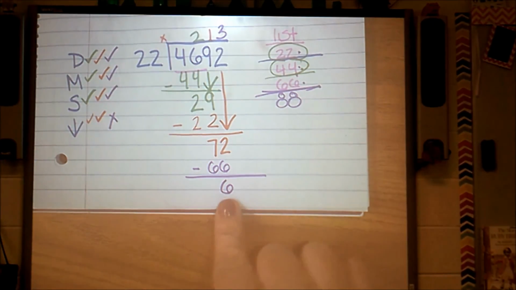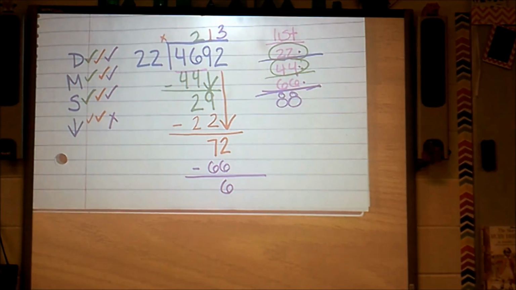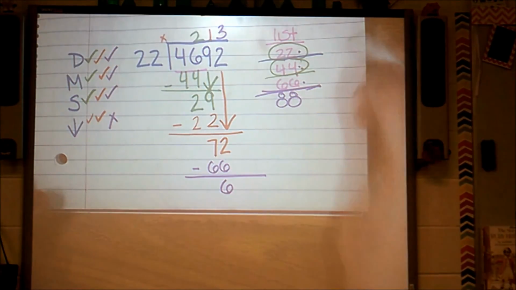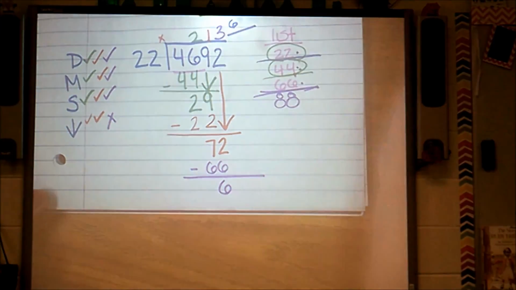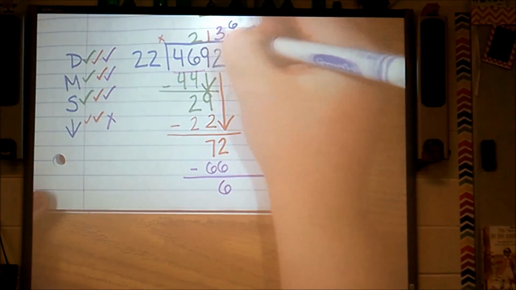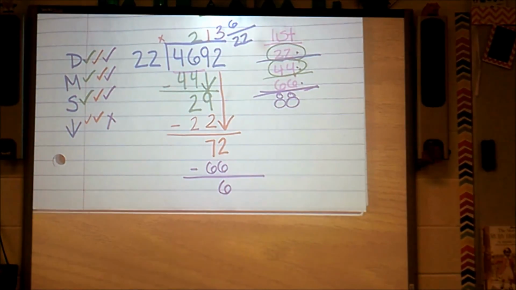Remember, my remainder here is written as a fraction. 6, which is my remainder, over my number on the outside of my cave, or my divisor. So my final answer is 213 and 6/22.